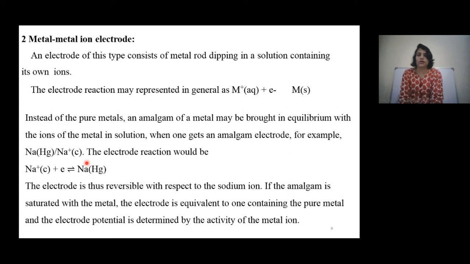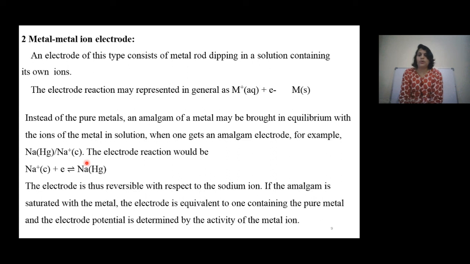Metal ion electrode: a metal dipped in the metal ion solution. For example, zinc dipped in zinc sulfate, copper dipped in copper sulfate. If the metal rod behaves as the negative electrode, the electrode reaction involves oxidation and the above equilibrium shifts towards the left. So the concentration of M positive ion will increase.